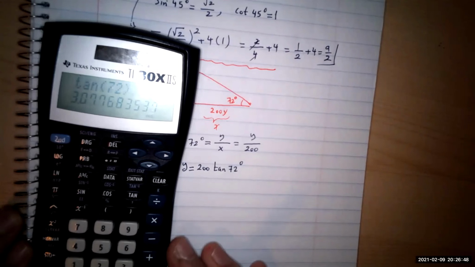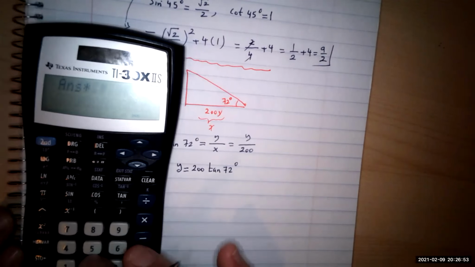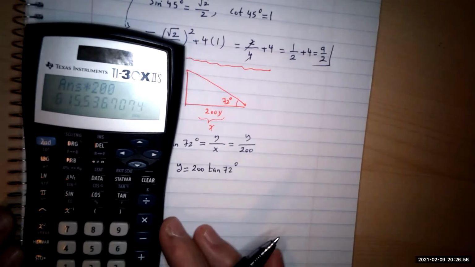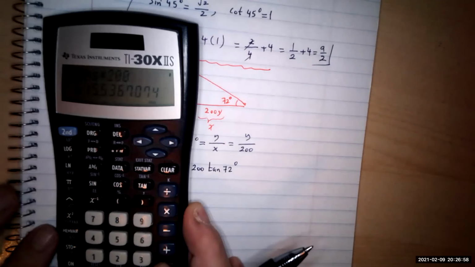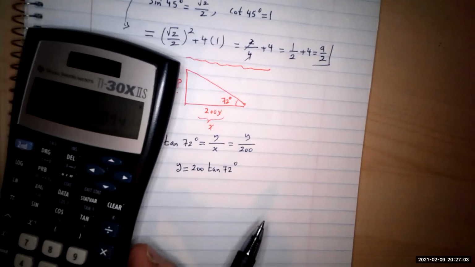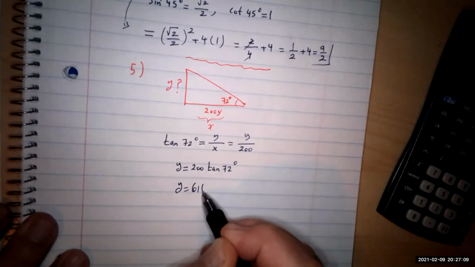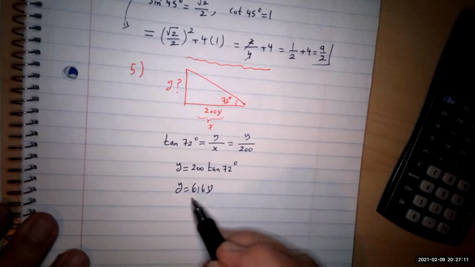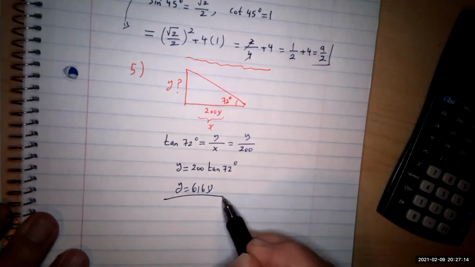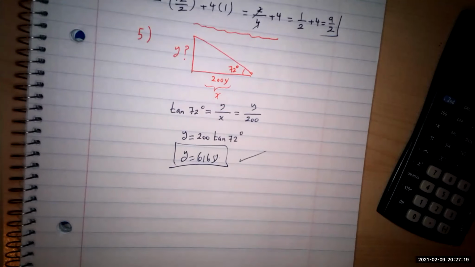Then you want to multiply by 200. That gives something like 615.5. We call it 616. Not a big deal. This is going to be the 1 yard. So if we give you one of these types of problems, just be prepared for it.